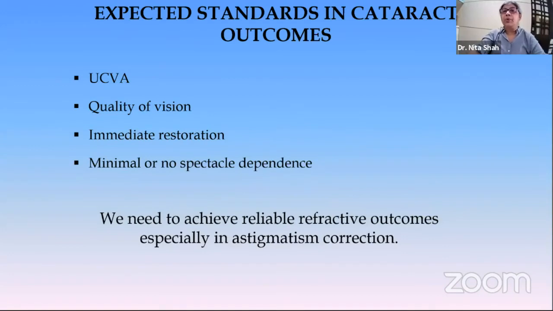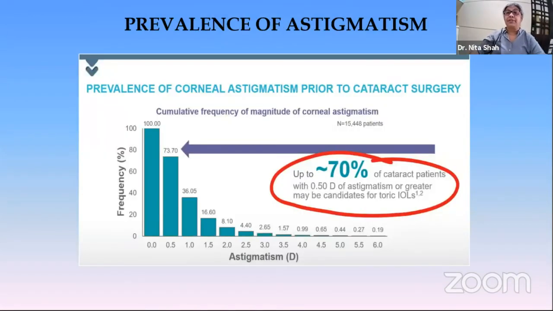So first of all, why do we need to do all this? Today's expected standards in cataract outcomes from the patient's point of view is they want uncorrected visual acuity, excellent visual quality, which is restored immediately with minimal or no spectacle dependence. And we can only achieve this by getting reliable refractive outcomes and astigmatism correction.